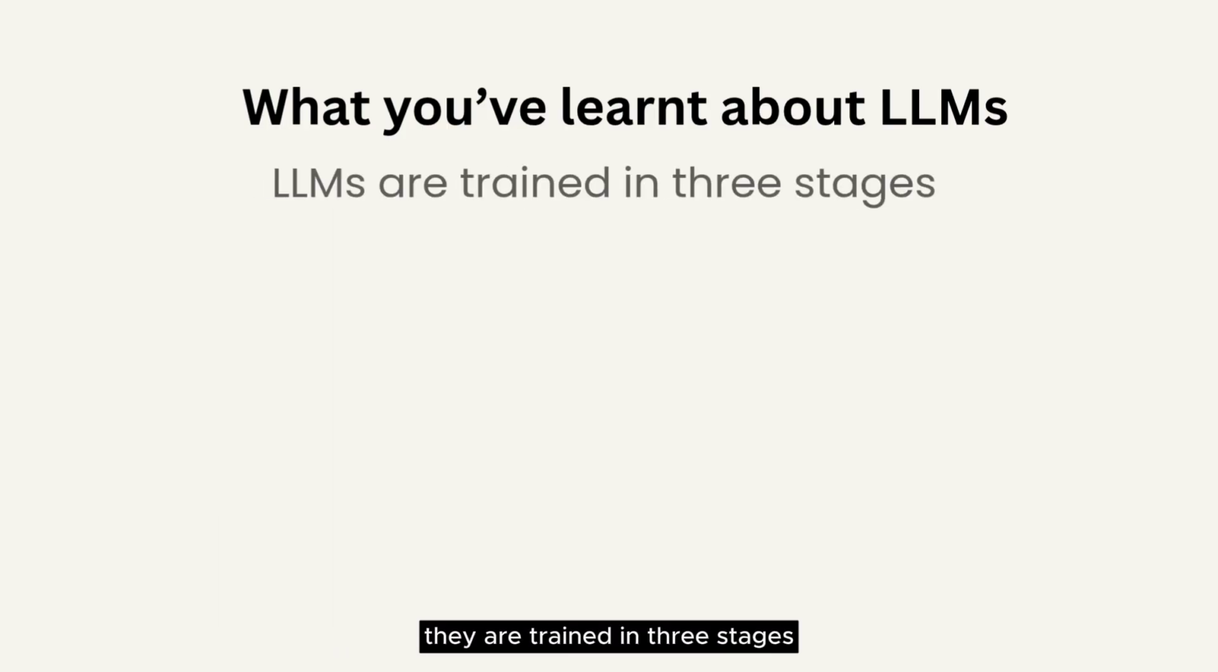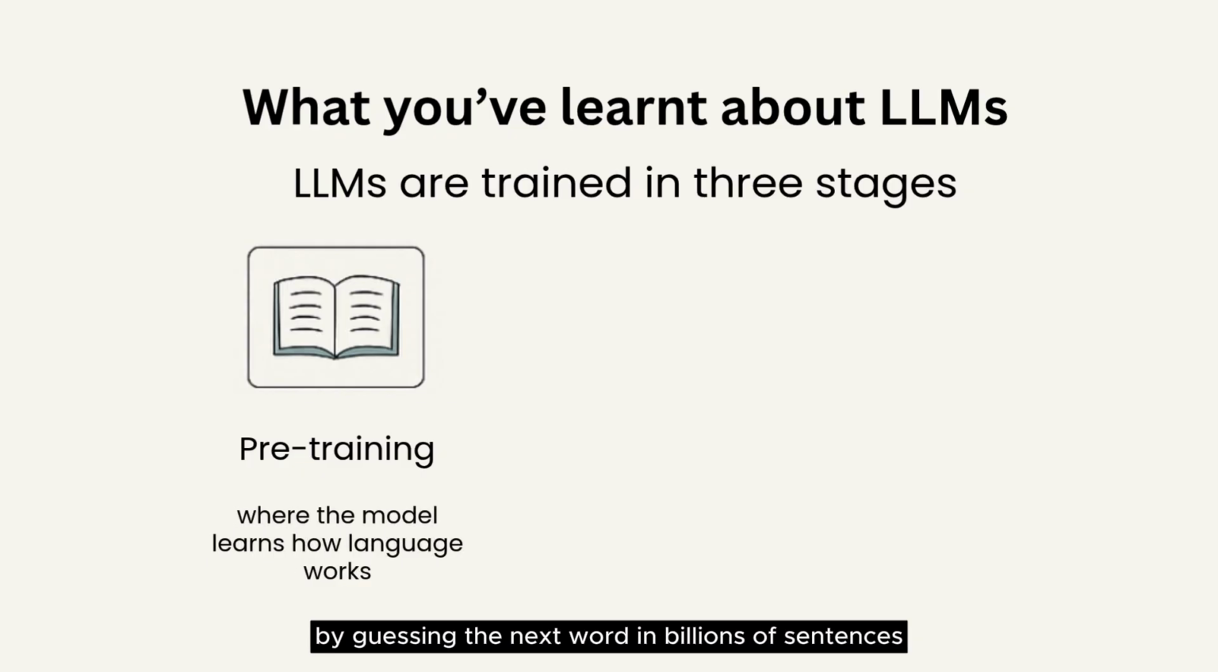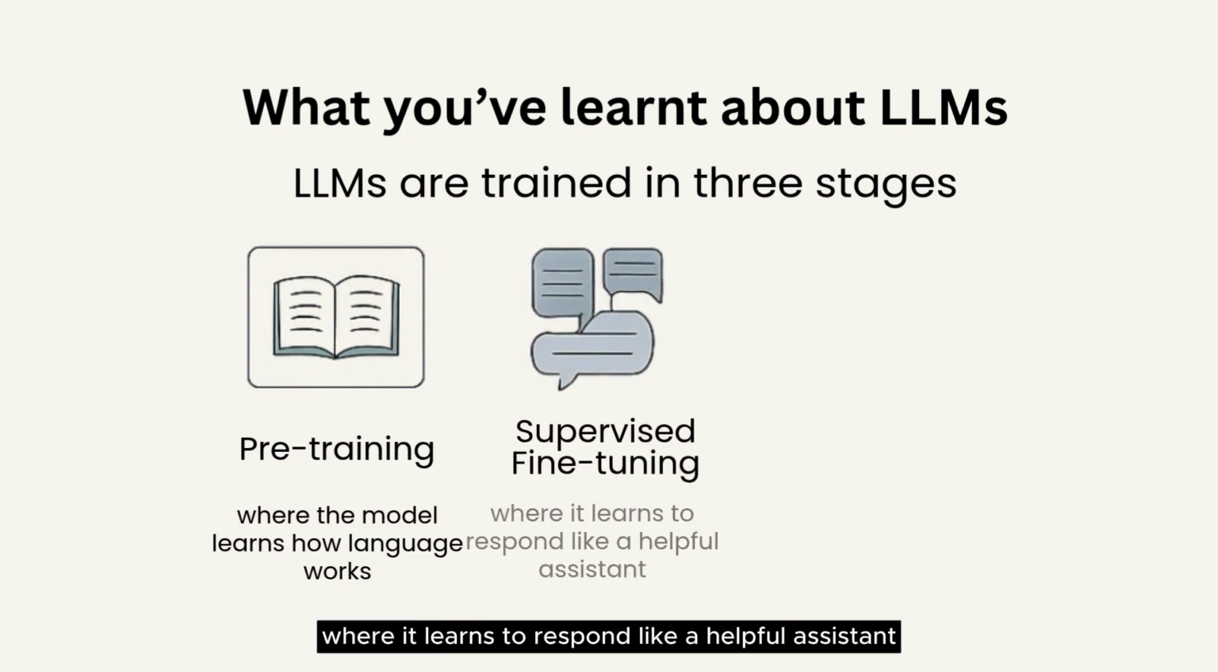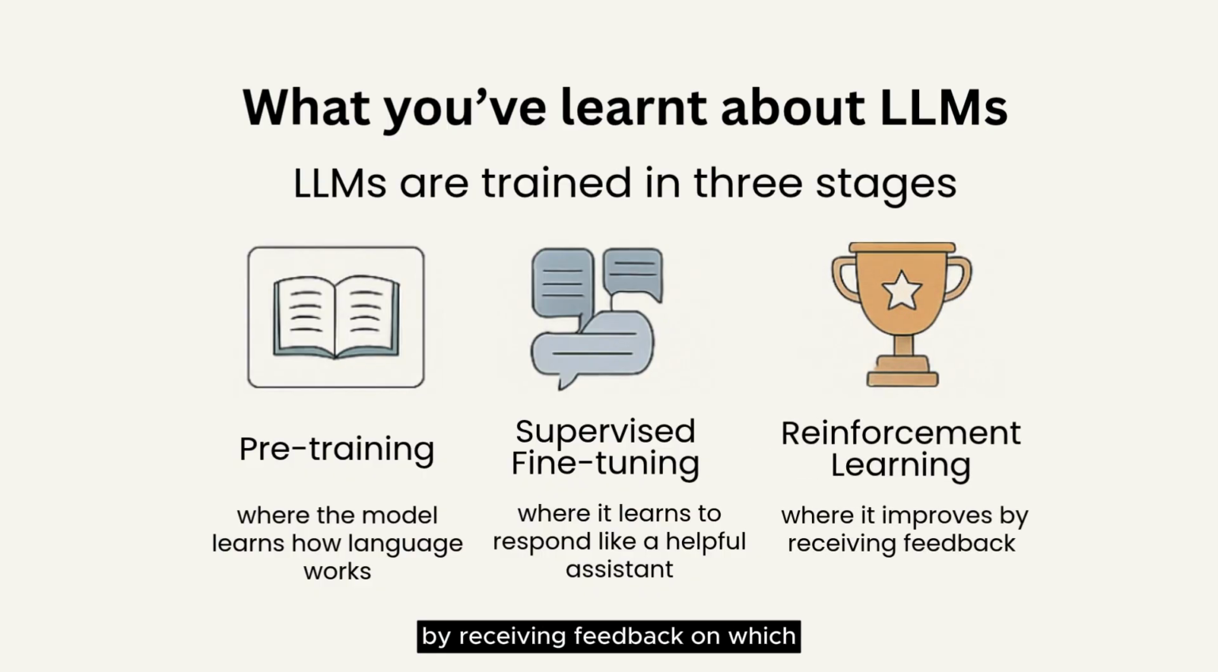They are trained in 3 stages. Pre-training, where the model learns how language works by guessing the next word in billions of sentences. Supervised fine-tuning, where it learns to respond like a helpful assistant using curated examples of human conversations. Reinforcement learning, where it improves by receiving feedback on which responses are more helpful, clear, or safe.